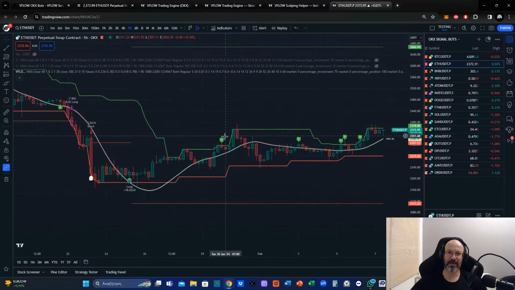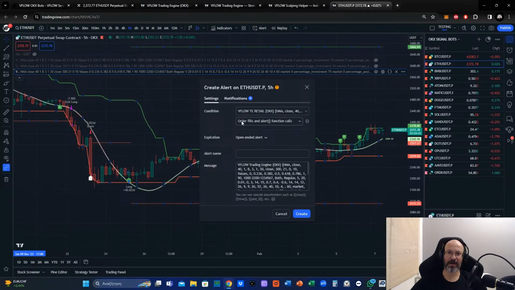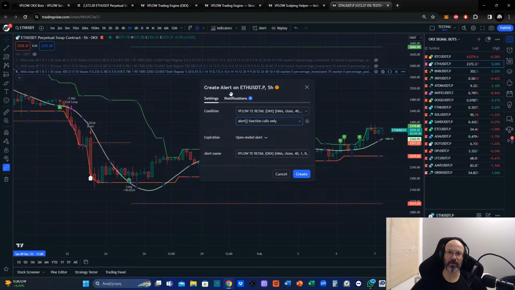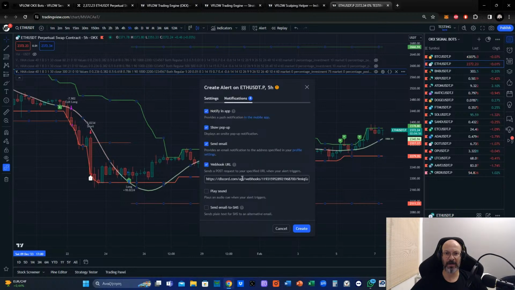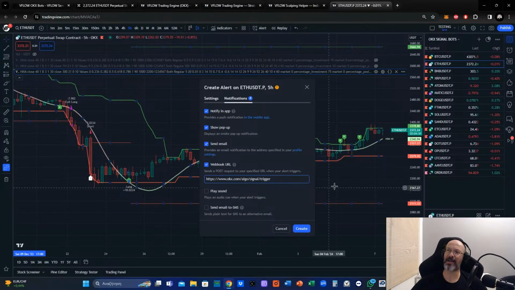Just find a label of a strategy, right click on it, add an alert here. You can select here order fields, alert function only. Just give a name to your bot, and on the notifications page here, please go and paste here OKEX.com algo signal trigger. We have it all in our tutorials. Once you press create, there you go. You have set up your own Ethereum 5-hour bot, which is ready to go live on OKEX and start trading.